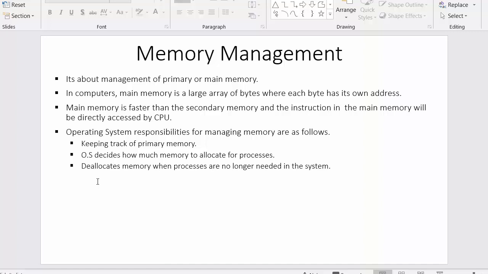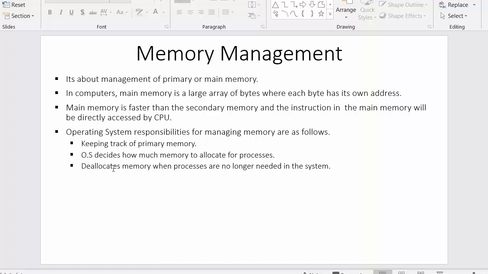It is also the duty of the operating system to decide how much memory is to be allocated to any process. And the operating system is also responsible for deallocating the memory from processes which are no longer required in the system, so that we can reclaim the memory which was earlier assigned to those processes. Once that memory is reclaimed, we can put it in the memory pool and use it for allocating to other processes. So this is everything about memory management. It's one of the important concepts of computers. In the main memory itself we'll be storing all our programs and processes, and the processor will read the instructions from the main memory because it's faster.